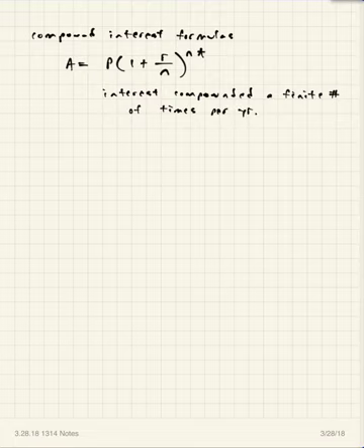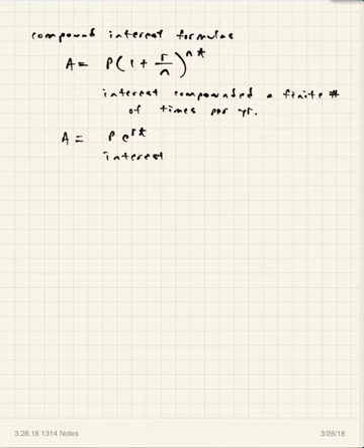But there is another compound interest formula: A equals P times e raised to the rt power. And this is when interest is compounded continuously, or an infinite number of times per year.